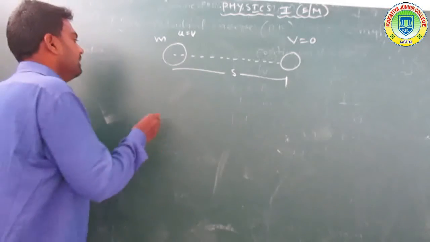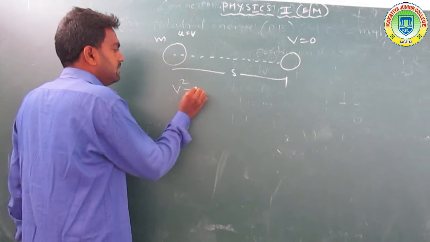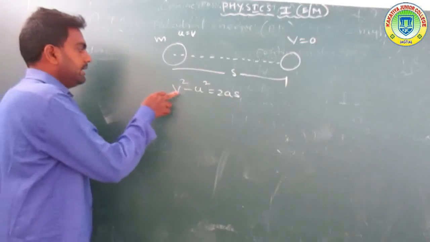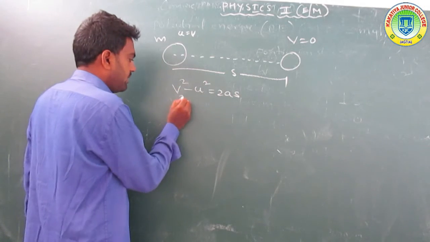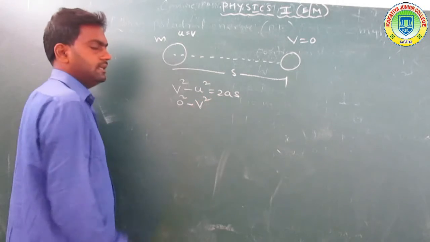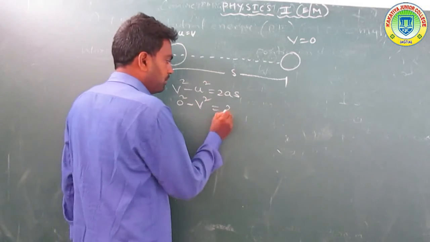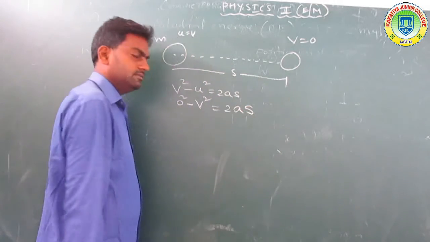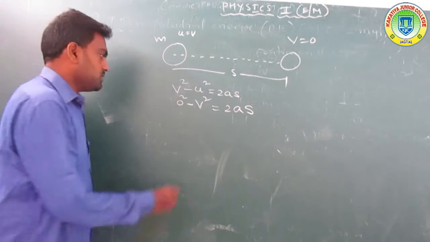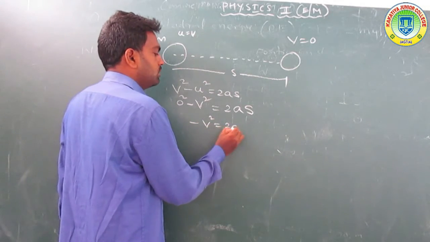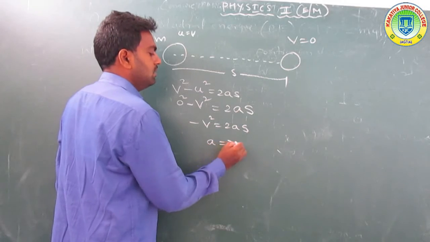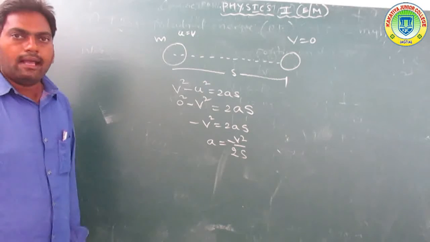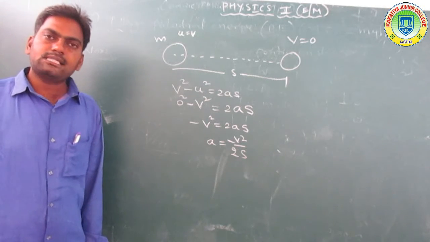By using the kinematic equation, v square minus u square is equal to 2as. Here the final velocity v is 0 and u is equal to v, substituting in the equation. a is the acceleration and s is the displacement. So minus v square is equal to 2as, and a is equal to minus v square by 2s. That is the acceleration.